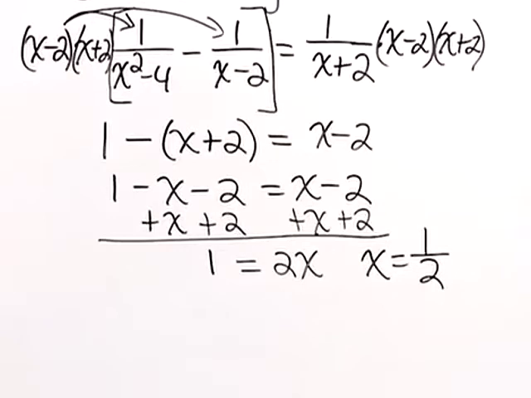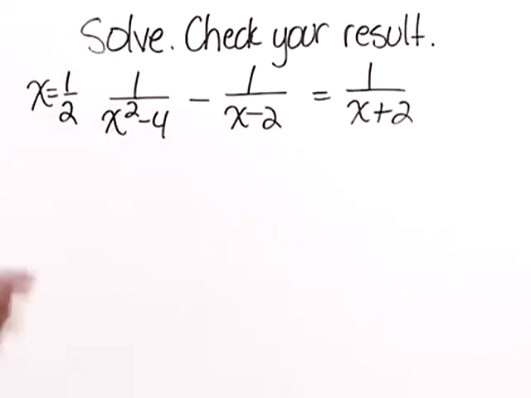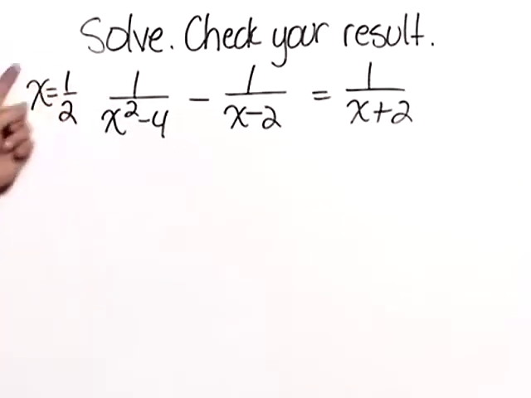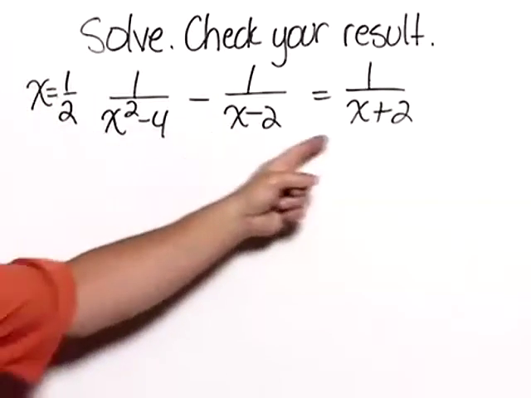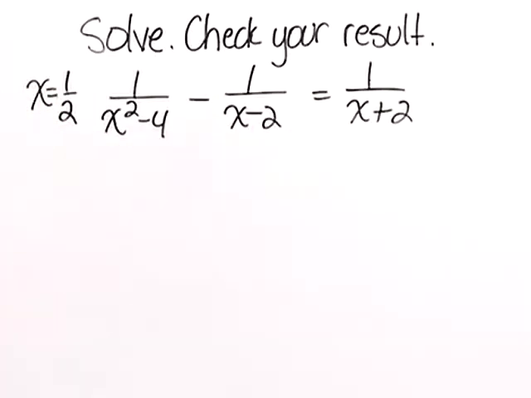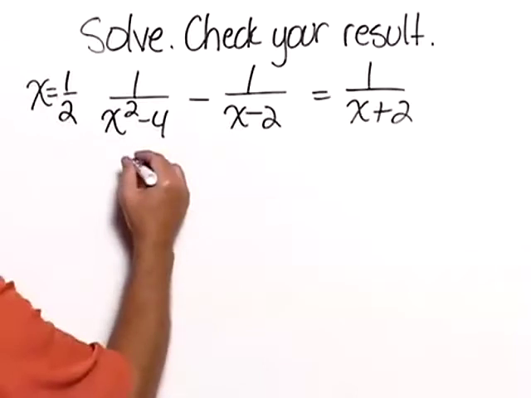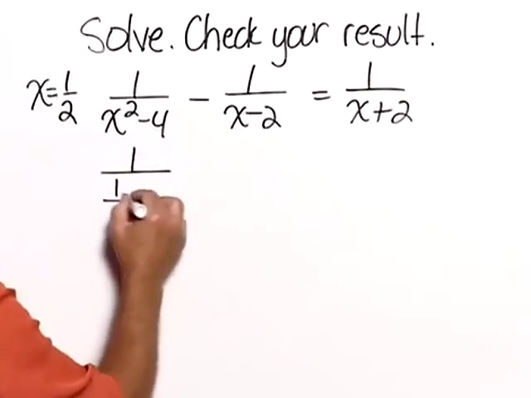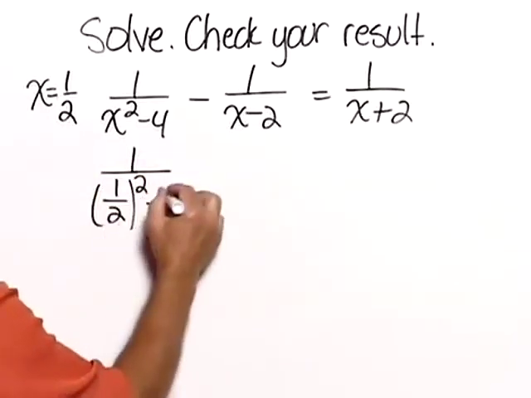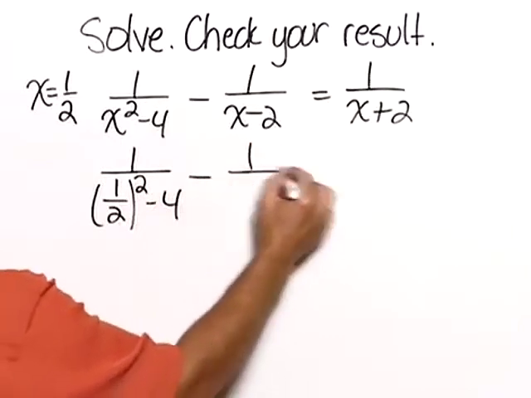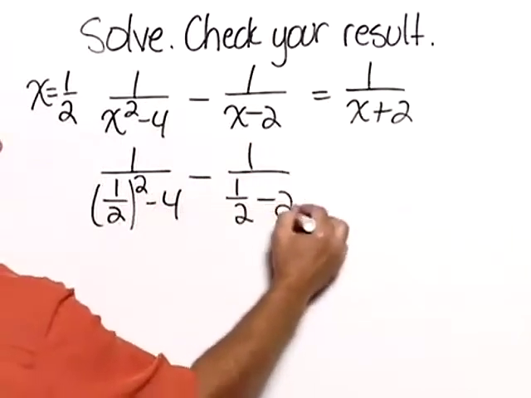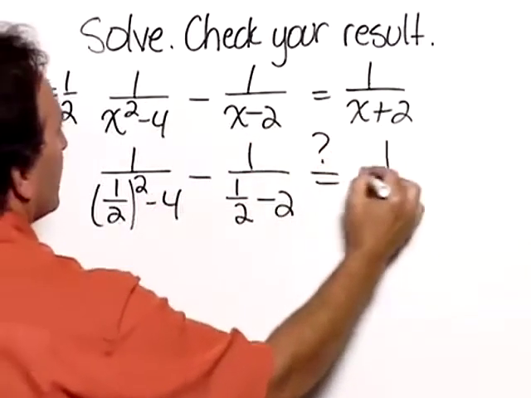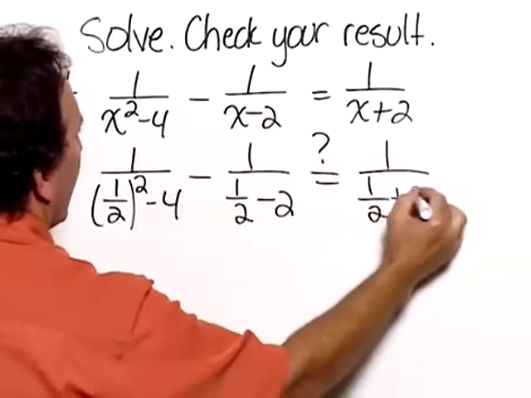Let's do our check. So what we want to do then is substitute 1/2 in for x and check to see that the left side equals the right side. So we will have 1 over 1/2 squared minus 4 minus 1 over 1/2 minus 2. We want to know, does that equal 1 over 1/2 plus 2?